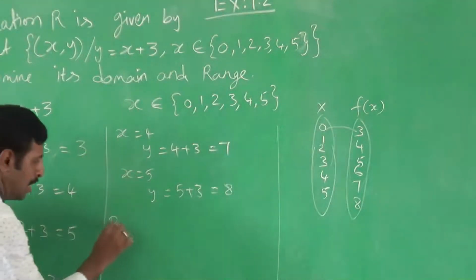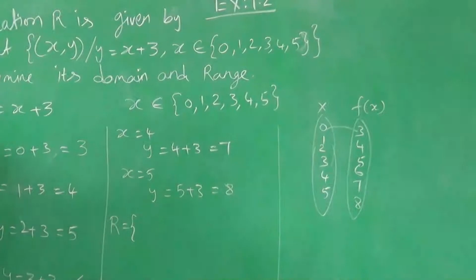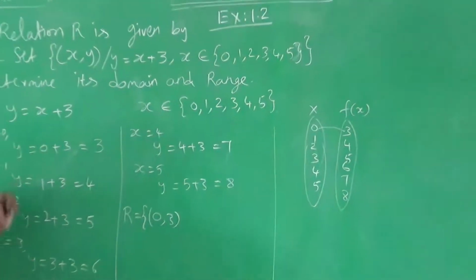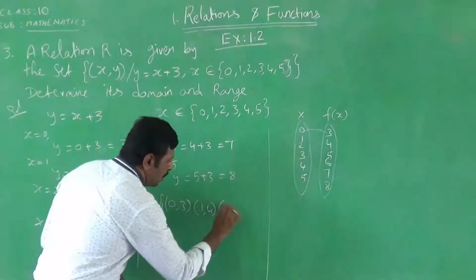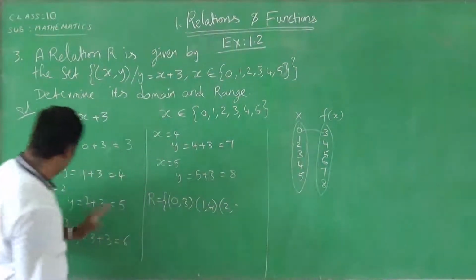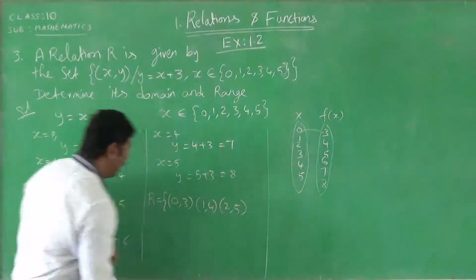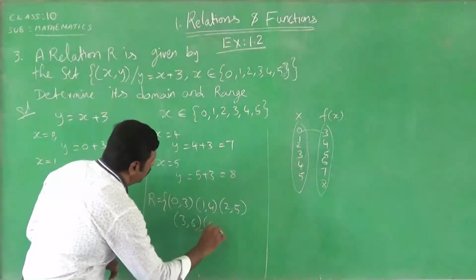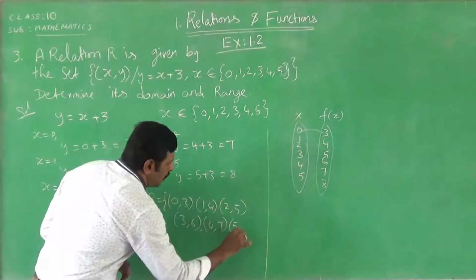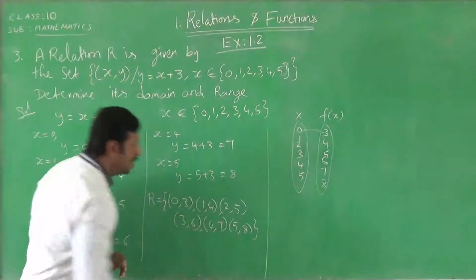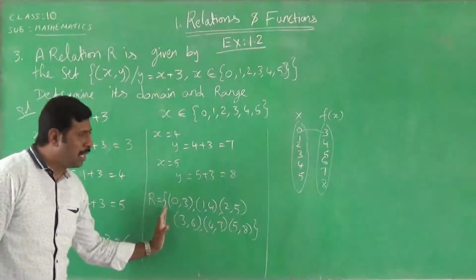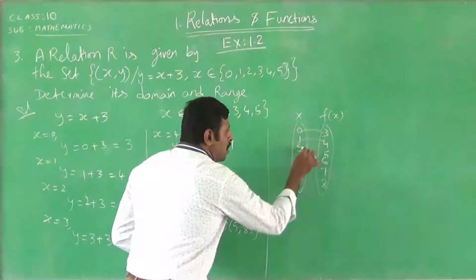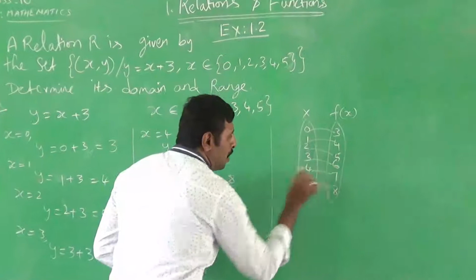First I write the relation R is equal to (0, 3), and then (1, 4), (2, 5), and then (3, 6), (4, 7), and then (5, 8). These are the relation of this term. Now we want to write what is the domain and the range. See here 1 is mapping with 4 and so on.